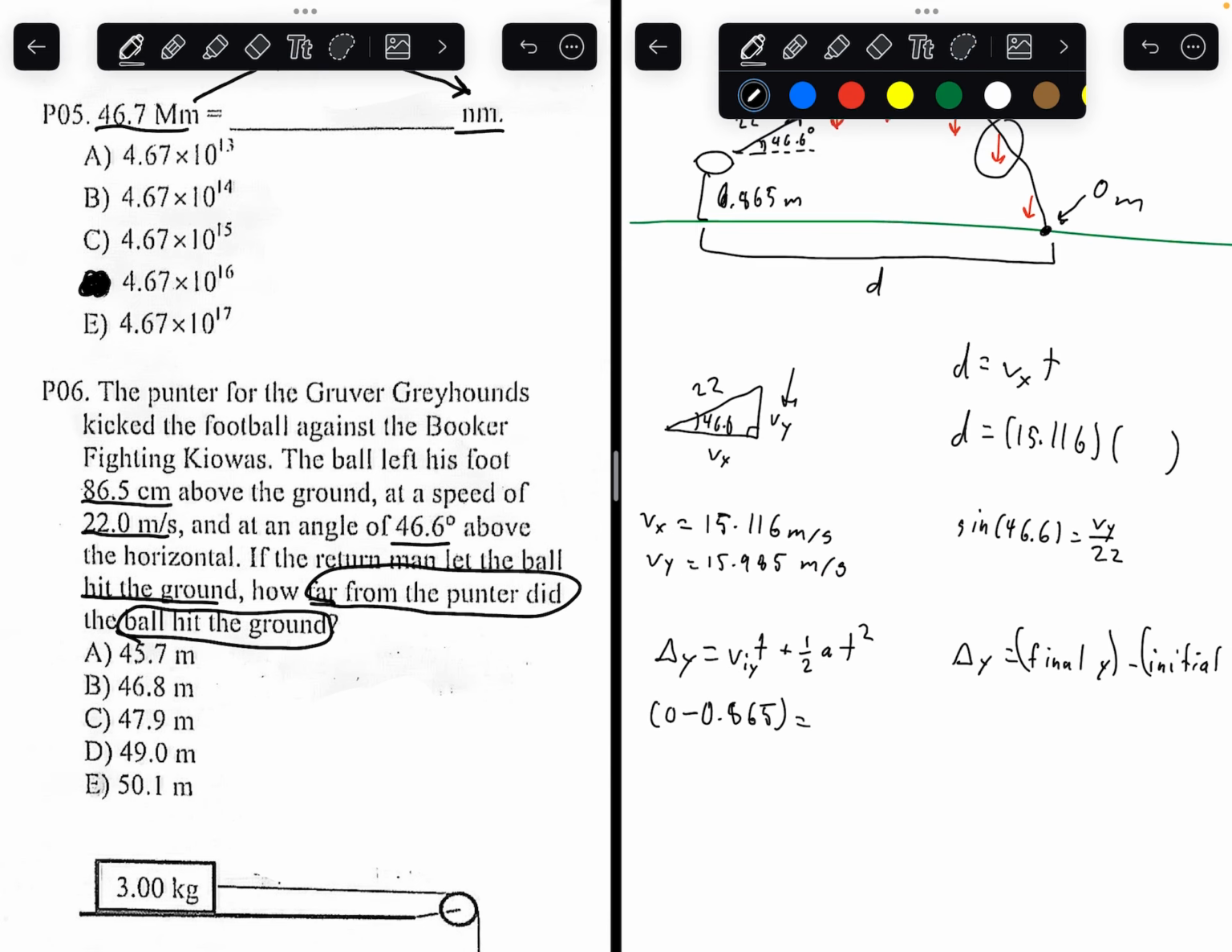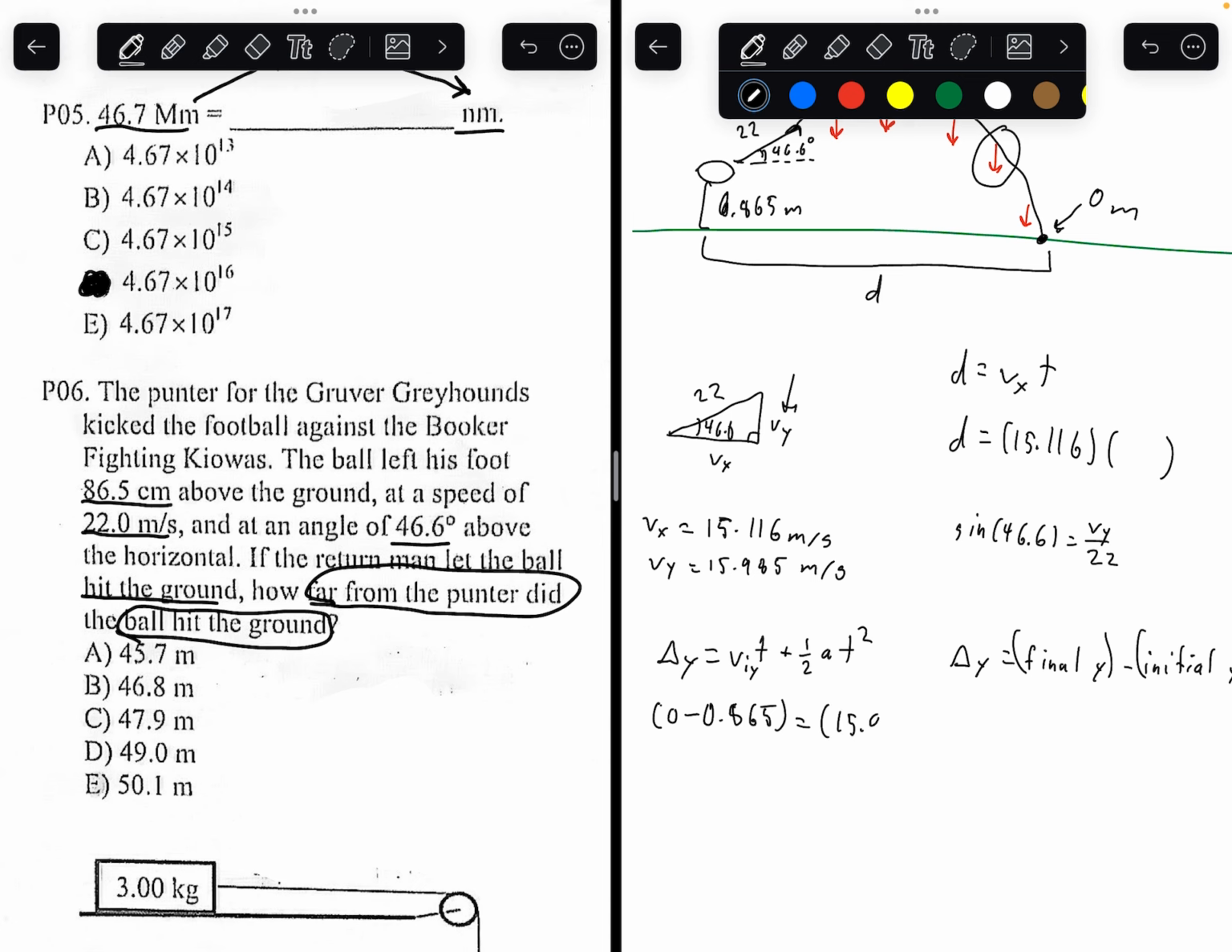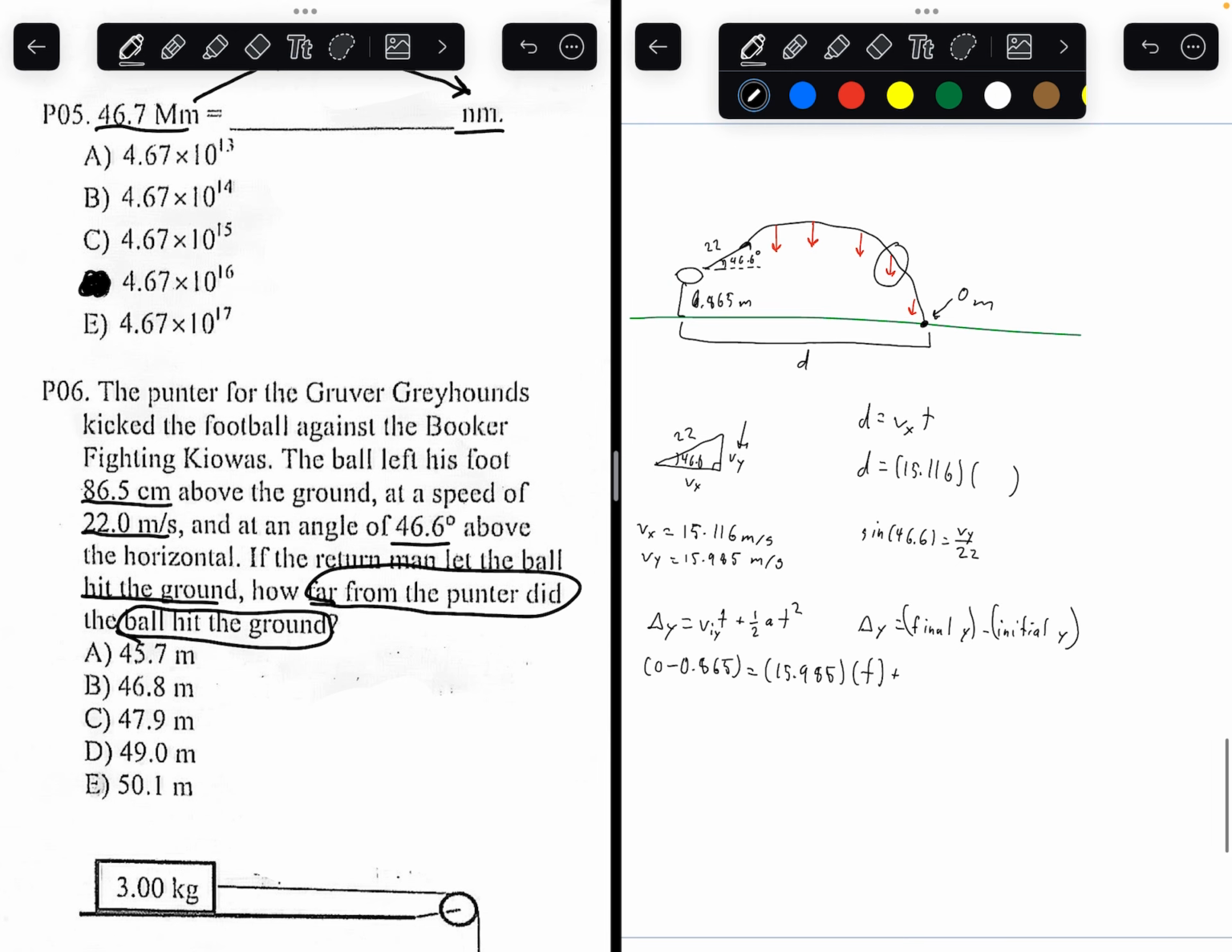Move that up and we'll plug that in. So 15.985 times time, which we're trying to find, plus 1/2 times the acceleration. On Earth, you've heard of the acceleration due to gravity equaling 9.8 meters per second squared. But we can't just plug in 9.8, because it's pointing down. The arrows are going against the initial velocity, making it negative. So the acceleration would actually be negative 9.8 times time squared.